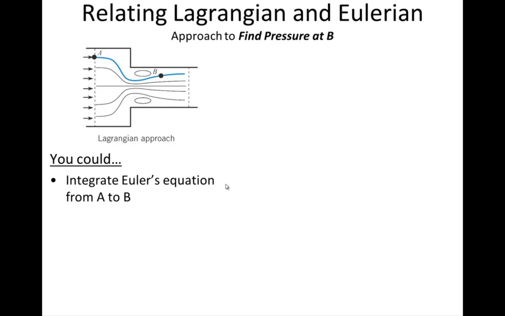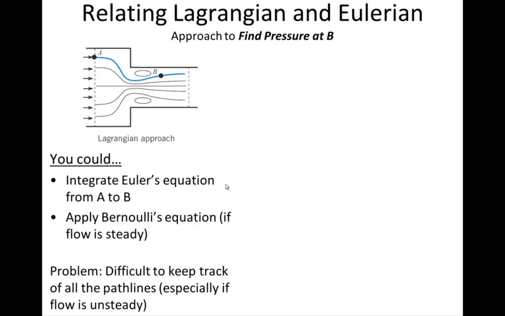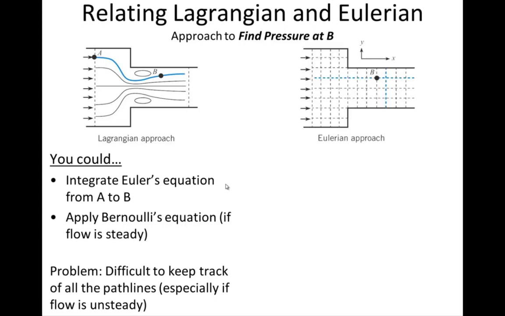And so in order to find a change in pressure between A and B, you can integrate Euler's equation between those 2 points or apply Bernoulli's equation if the flow is steady. But the problem in all Lagrangian techniques is that there are so many particles that to apply this to every molecule of water that's flowing through the system would be very computationally intensive. And so the Eulerian approach is, instead of tracking individual particles, to divide the flow field up into elements and consider how flow is moving through an element.